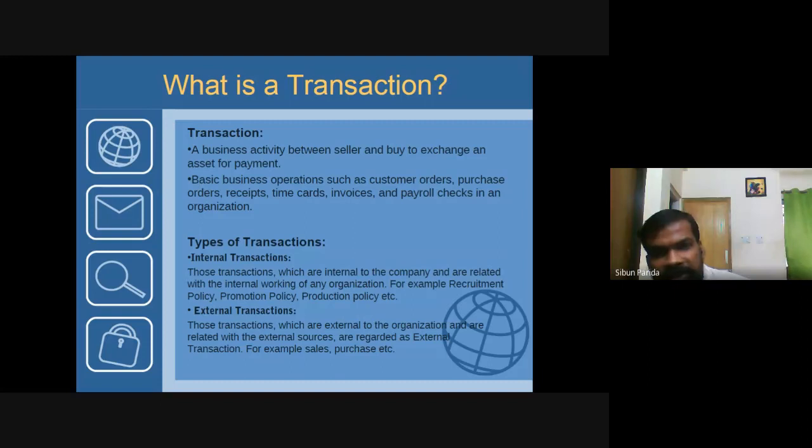So this is also a transaction. In a business, how is it happening? Between a buyer and a seller, that is a client and a host company. The client is putting in a request and the host company is serving the request. Basic business operations such as customer orders, purchase orders, receipts, time cards, invoices and payroll checks in an organization.